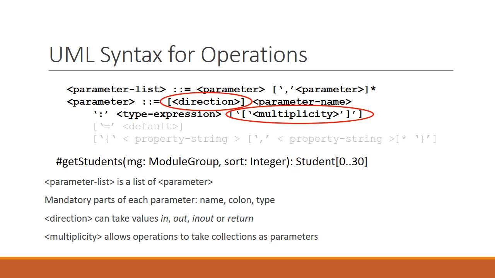Next, multiplicity allows operations to take collections as parameters. So suppose I want the getStudents operation to return a list of students. Now, I can write it like this, or I could change it to be written like this. So what happens is that the return list of students is actually one of the parameters, and the getStudents operation is now allowed to return another value, in this case a Boolean.